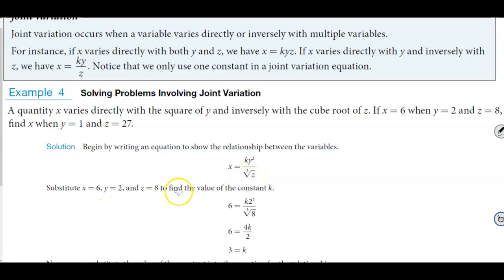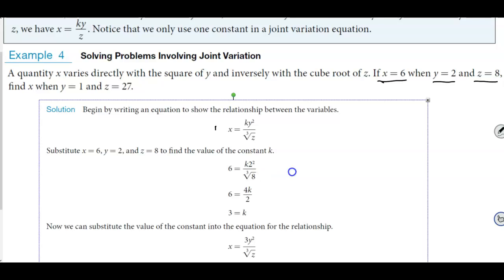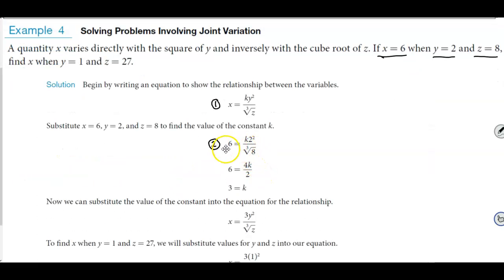And then we're going to follow the same steps that we've done in our previous examples. What's given is that x is equal to 6, y is 2, and z is equal to 8. So we're going to be able to find what k is. So again, here is our step 1, and then we're going to solve for k in step 2 by plugging in the values of x, y, and z. So plugging in 6, 2, and 8 for those values, we have 2 squared, which is 4k. The cube root of 8 is 2. We multiply both sides by 2, which is 12, and divide by 4, then we know that k is going to equal 3.